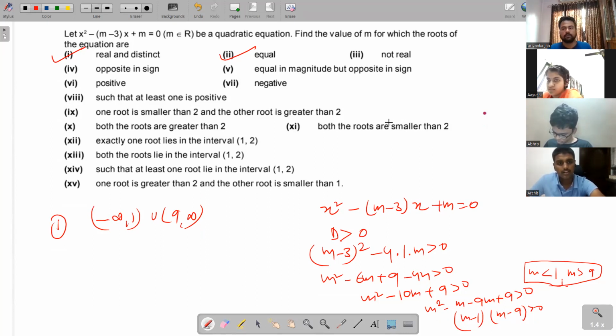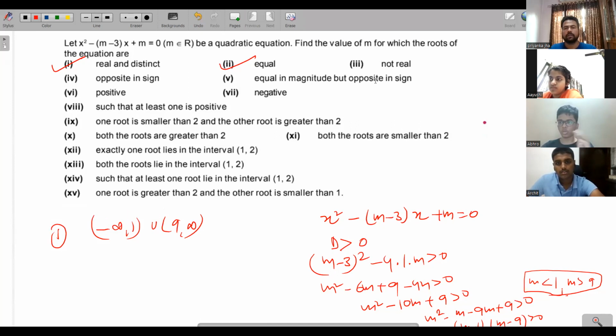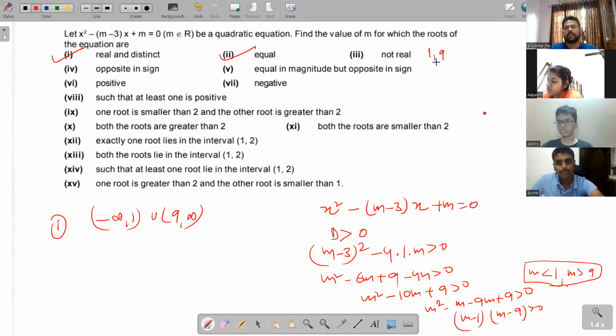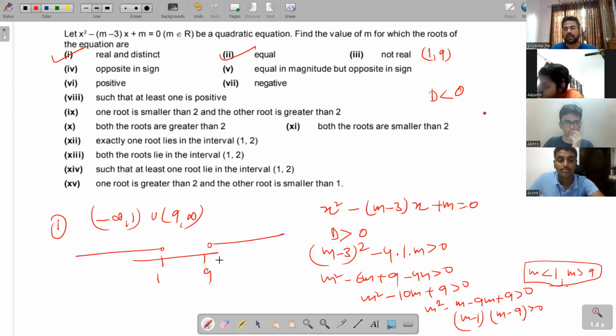सर थर्ड वाले का 2 से 8 होगा। 2 से 8, सर 1 to 9 दोनों ओपन, ऐसा होगा. क्यों ऐसा? Not real means discriminant has to be less than 0. नहीं सर मैंने सॉल्व नहीं करा था, मैं ऐसे ही कह रहा था वो देख के। क्योंकि जब रियल हो रहा है तो m का वैल्यू 1 से छोटा और 9 से बड़ा होगा. तो नॉट रियल होगा तो 1 से 9 में होगा, खत्म.